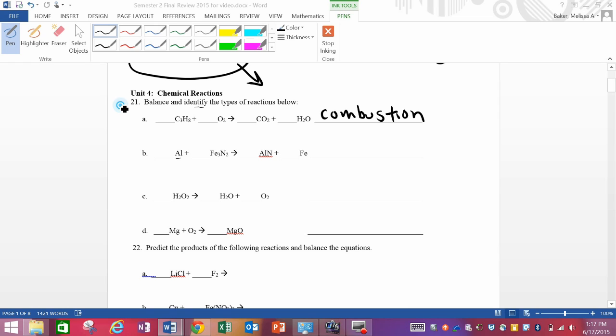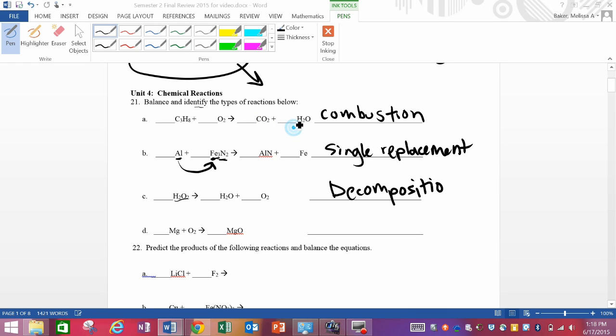Versus something like letter B, there's one thing being added to a compound. So this one thing is going to try and kick out the other. Since this is a metal, it's going to kick the metal out. So this is a single displacement or replacement. It doesn't matter, they both mean the same thing. Finally, we've got one thing breaking down into two things here. That would be decomposition, which makes sense. Something that's decomposing is breaking down.